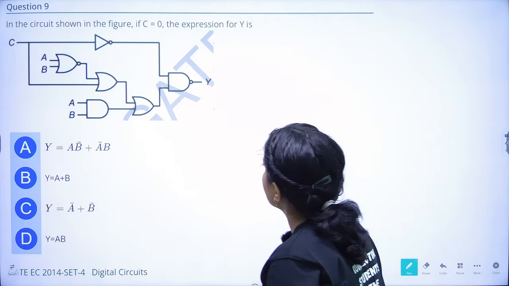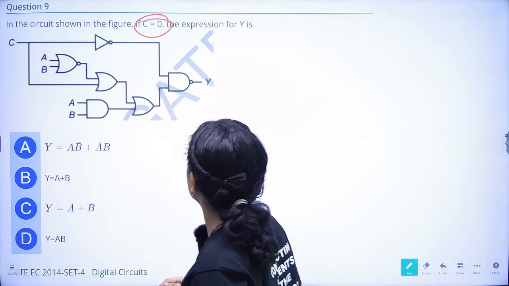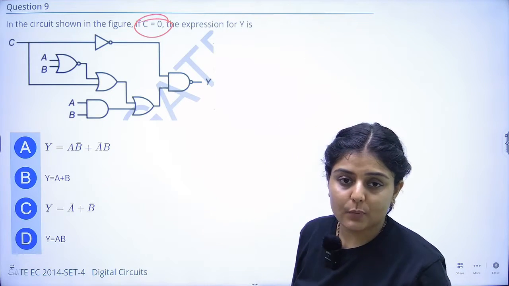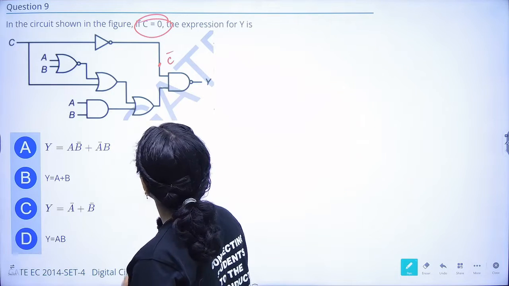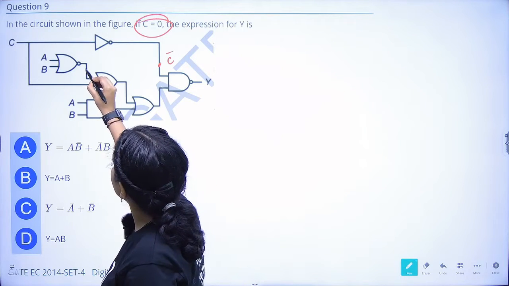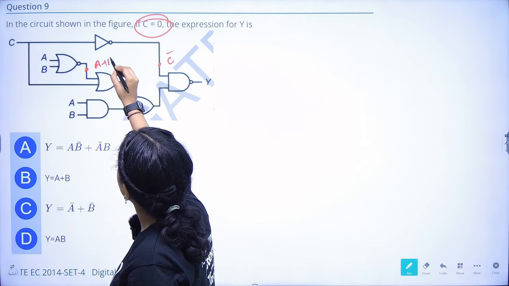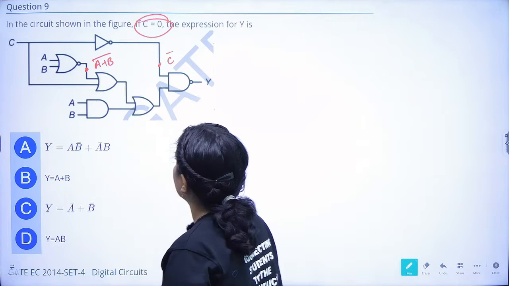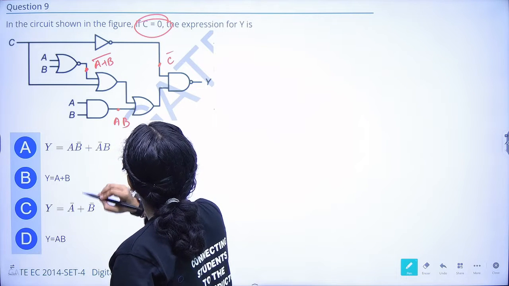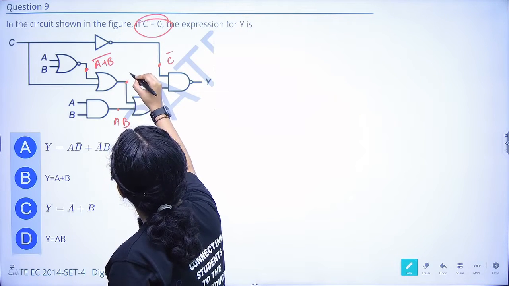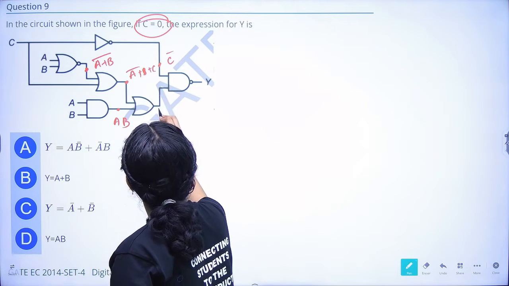Okay, the question says that in the circuit shown, if C is equal to 0, we have to find out the expression for Y. This we can directly write. This is C bar. This is a NOR gate, A plus B bar. This is A and B. This is A plus B bar plus C.